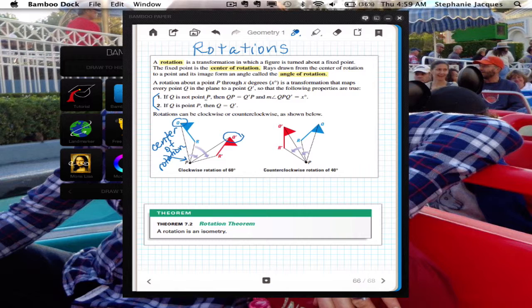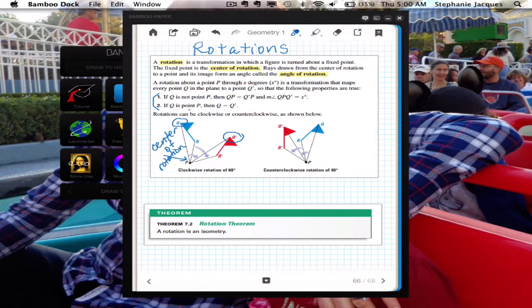If Q is not point P, so if you don't have a Q right here on P, then QP, going from here to here, is going to be congruent to Q prime P, so it doesn't change at all. And the measure of angle QPQ prime is going to be x degrees. So we'll find out what those degrees are when they tell us how many degrees to move it by.